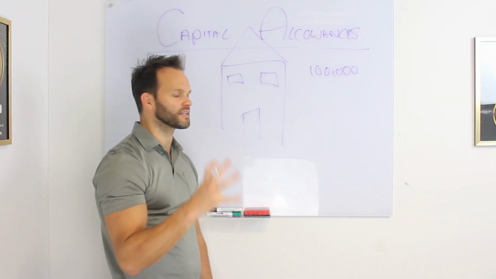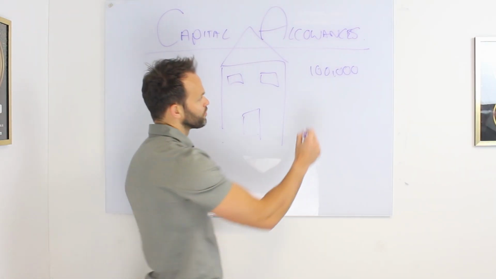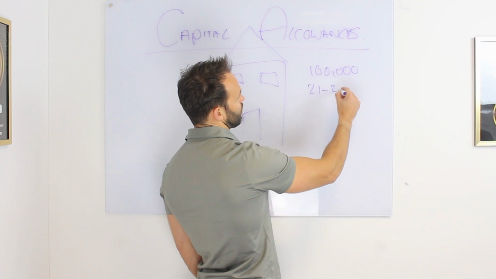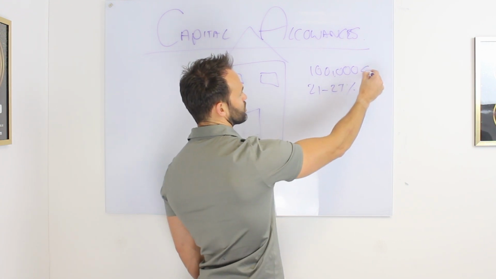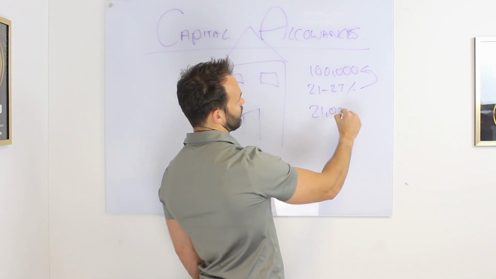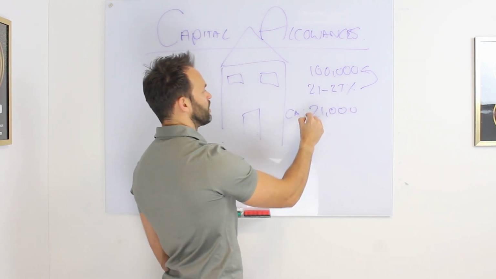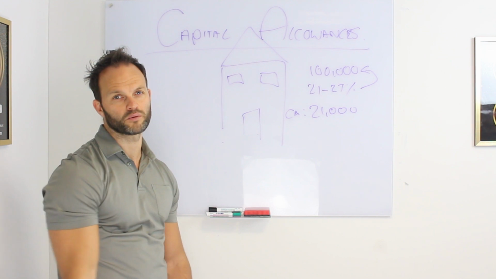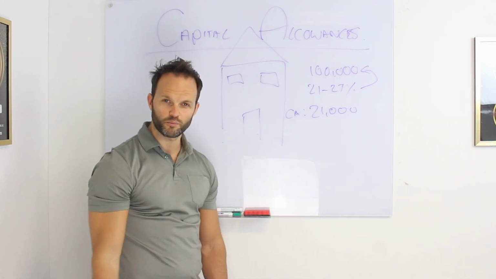Now, to keep it in its simplest format, you would be looking at something between 21 and 27% of the purchase value. So in this example, let's use the lower figure. We're going to end up with a capital allowance of £21,000 for that particular property.